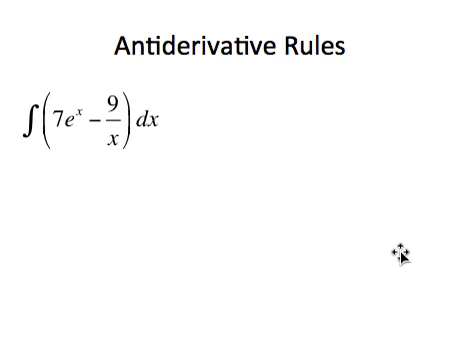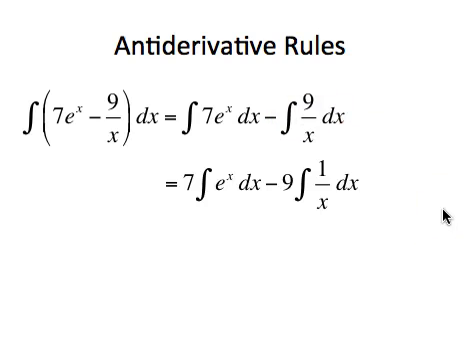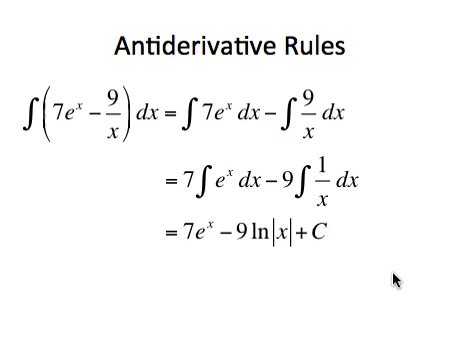So if we're looking at this question, the antiderivative of 7e to the x minus 9 over x dx, antiderivative of the first piece minus antiderivative of the second piece, using the rule for the sum of functions: the antiderivative of a sum is the sum of the antiderivatives. Then let's pull the constants out. That'll be 7 times the antiderivative of e to the x minus 9 times the antiderivative of 1 over x dx. The antiderivative of e to the x is e to the x plus c. The antiderivative of 1 over x is natural log absolute value of x plus c. And that's the answer we get there.